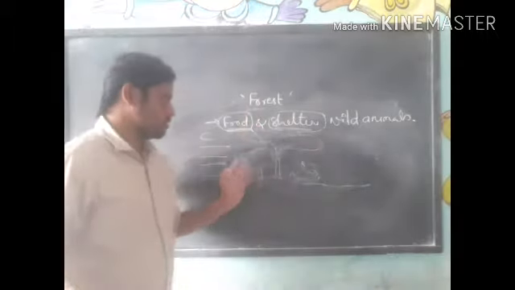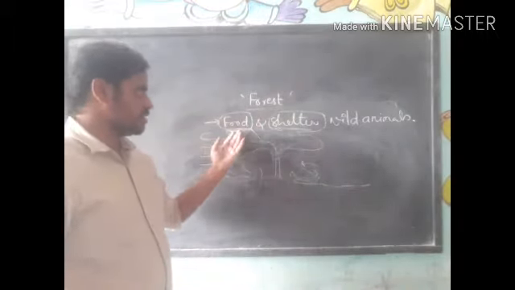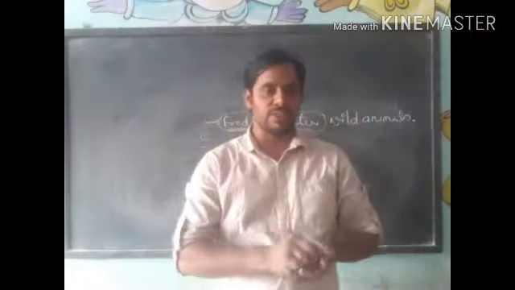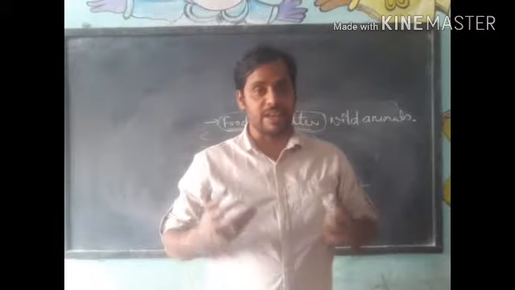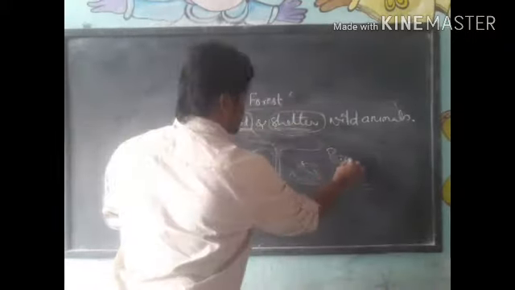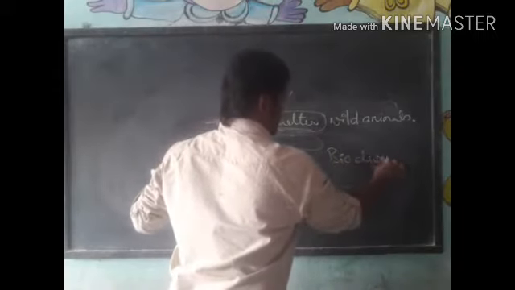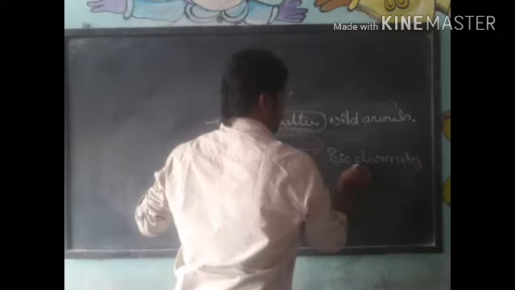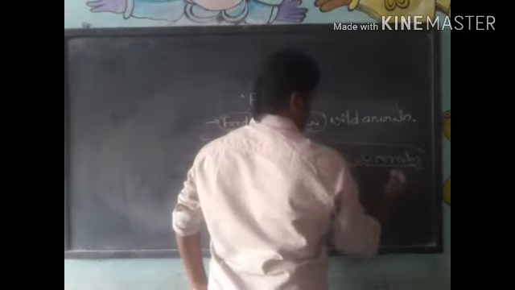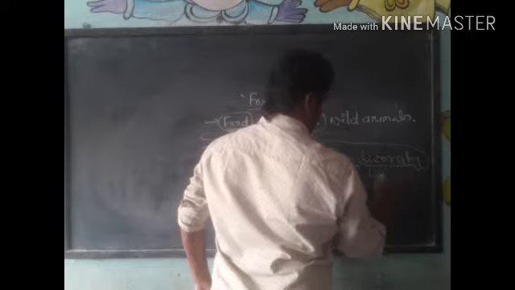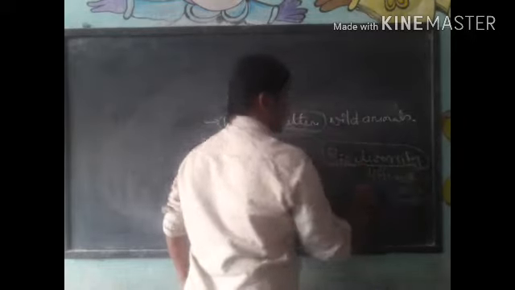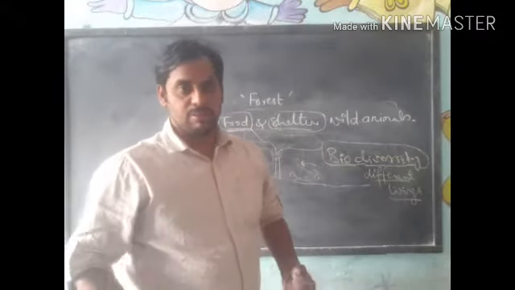So if you remove the trees, if you do deforestation, then the food and shelter for the animals and plants will be depleted, right? When there is no food, the animals die. The excellent animals, the different biodiversity. Have you heard this word? Biodiversity. Bio means living things. Diversity means difference. The difference between living things, different organisms. So biodiversity gets disturbed.